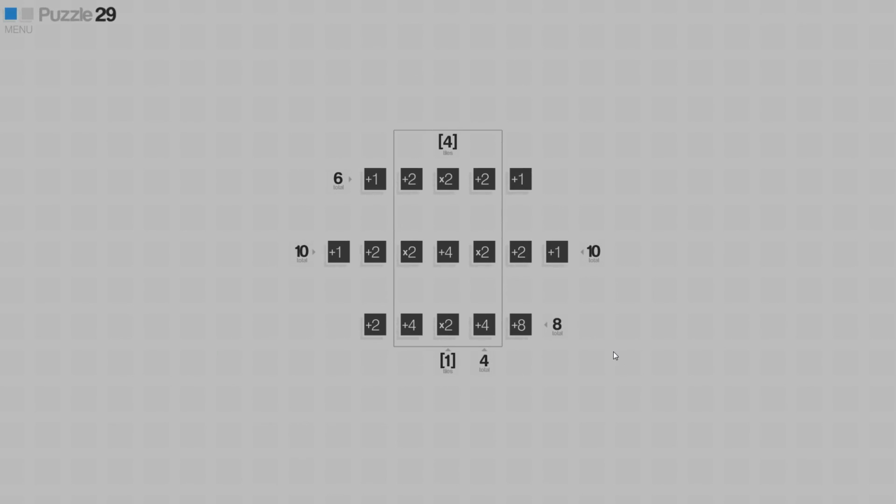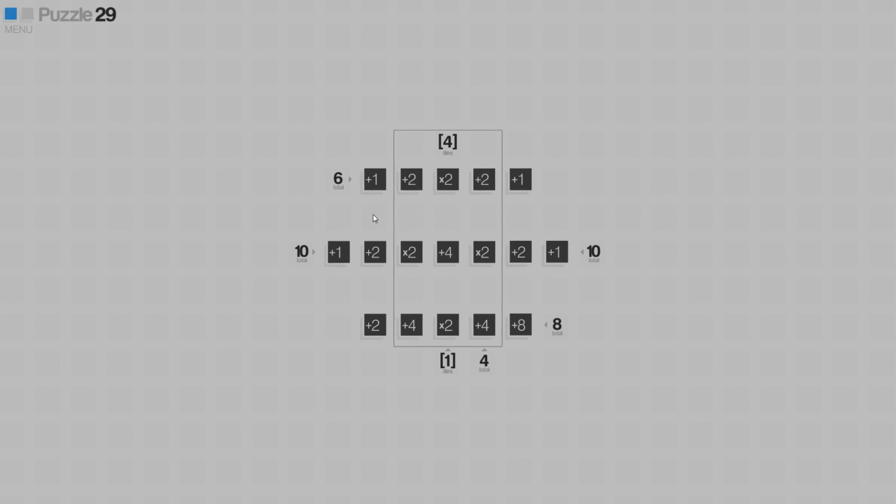Okay, puzzle 29. We have 4 tiles in this rectangle, and that's the main clue, actually, I think. And I solved this by looking how many tiles I need in the rectangle part for each of these rows. Let's start with this row here. We need a total value of 6. We have +1 and +1 on each side, which is outside of the rectangle.